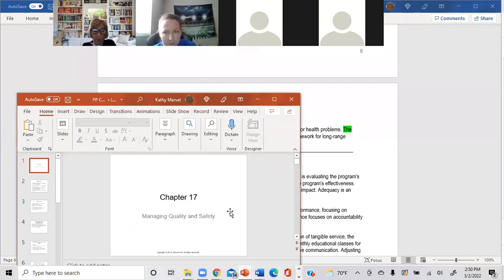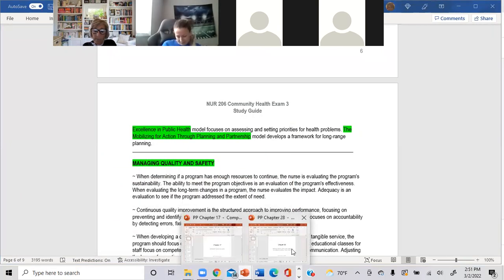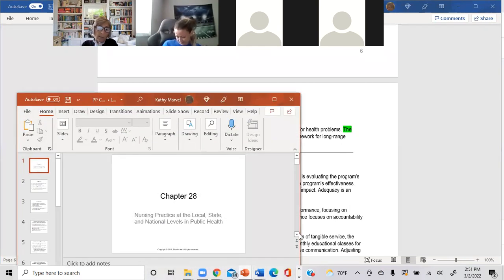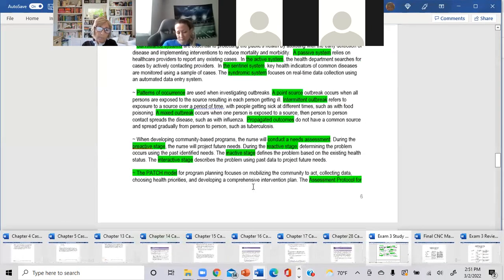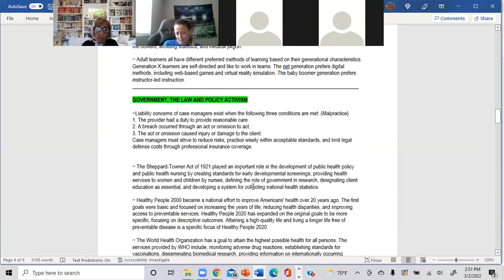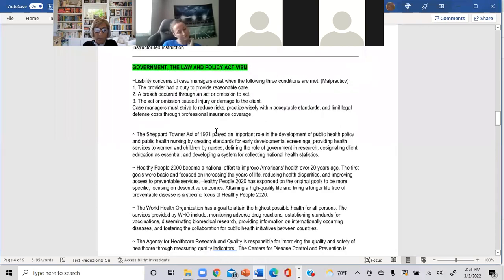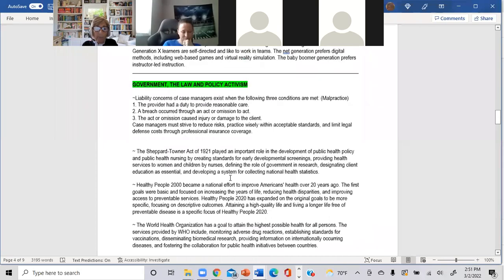So there's 2 more chapters that I'm going to ask you guys to go through the process we're going through, because it's 251 and I want to do the attestation questions. So the last 2 chapters we have are managing quality and safety and nursing practice at the local, state, and national levels. Okay. And if you look here's chapter 28. Okay, government, the law, and policy activism. This is chapter 28. So this is what I want you to review for chapter 28.